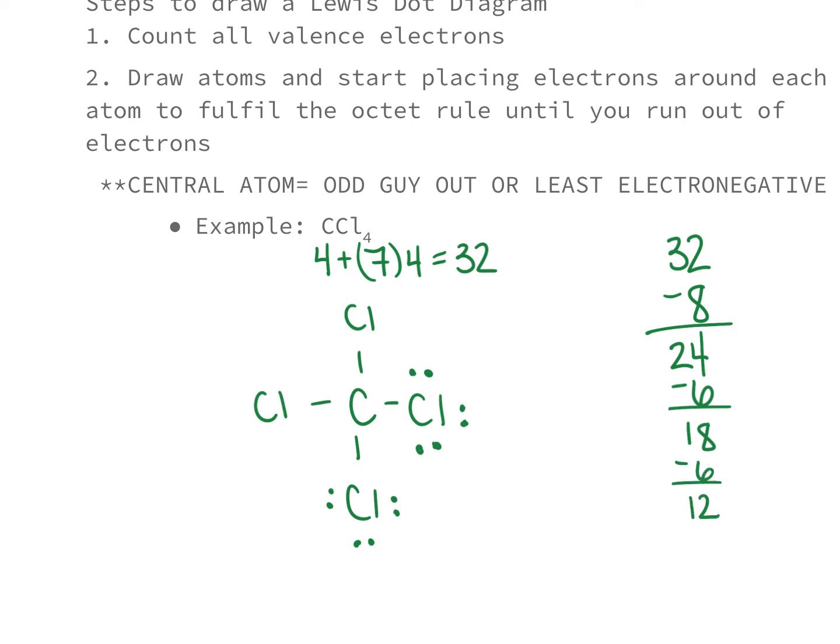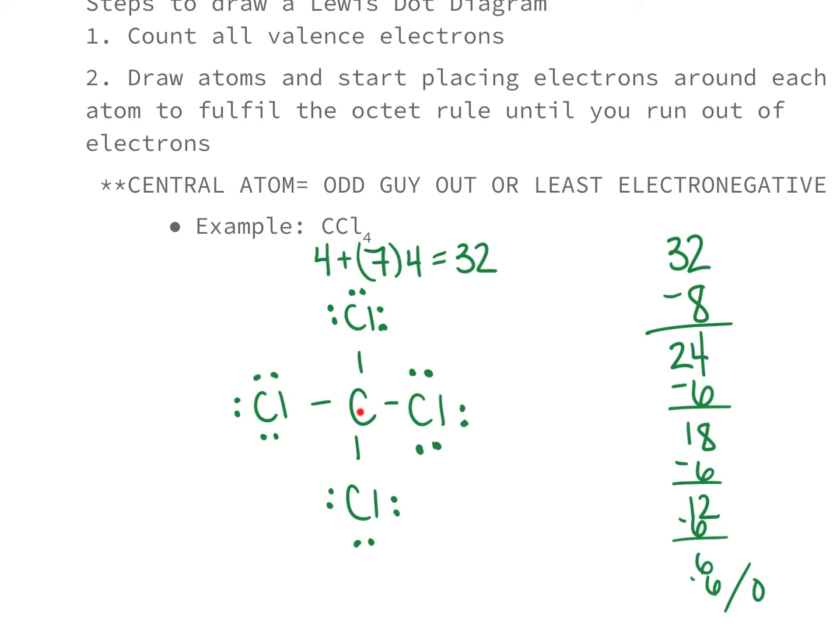I have 12 left. Are all of the chlorines going to be the same? Okay, so this chlorine has 2. I'm going to draw in 6. I have 6 left. And then the top one, I use 6. I have 0 electrons left. Okay, so we have to go until we have 0. But then I also have to check my central atom.